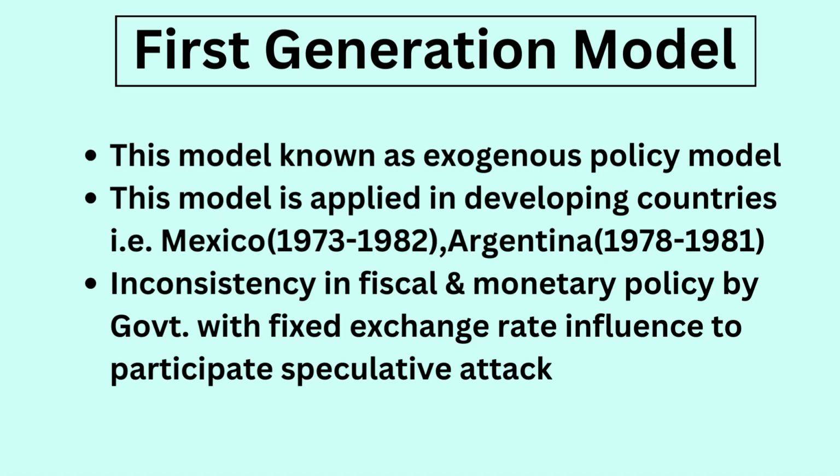The first generation model was built by Krugman in 1979. This model is also called the exogenous model because it is primarily focused on exogenous shocks and factors that can trigger a currency crisis. This model is applied to developing countries. There was inconsistency in fiscal and monetary policy. The government tried to maintain a fixed exchange rate, which influenced speculators. We will discuss speculators later.